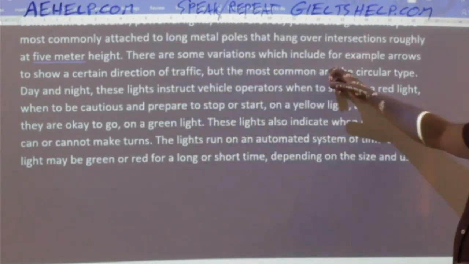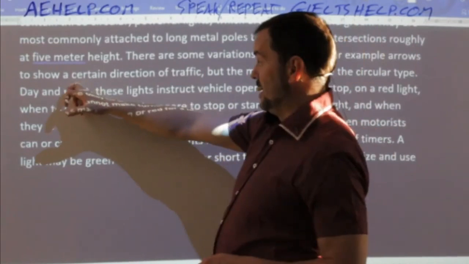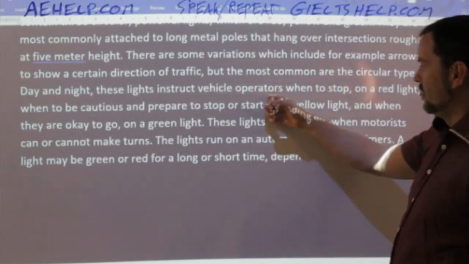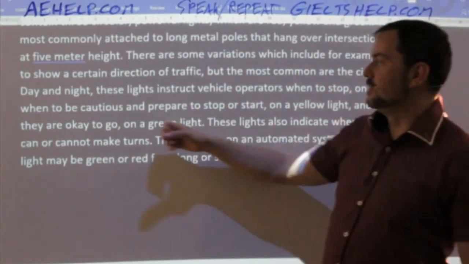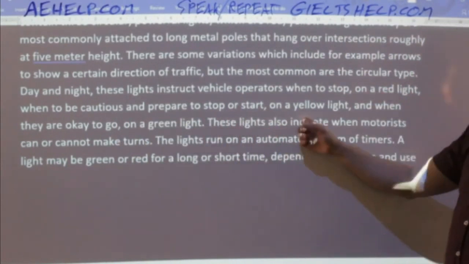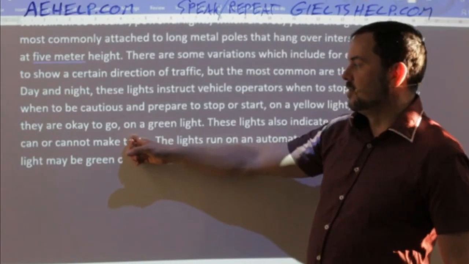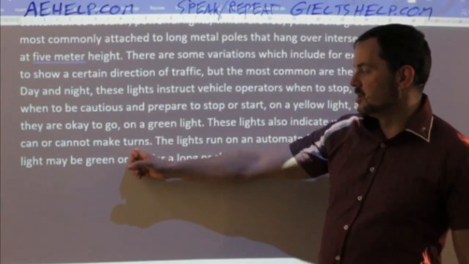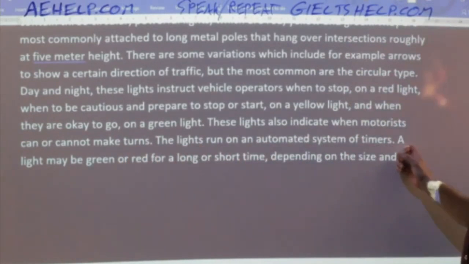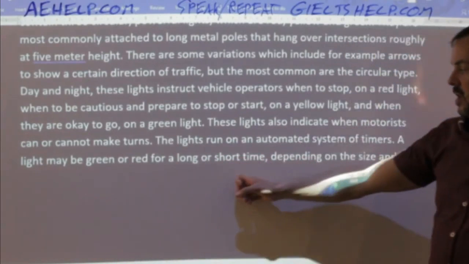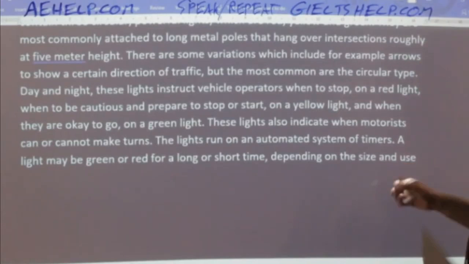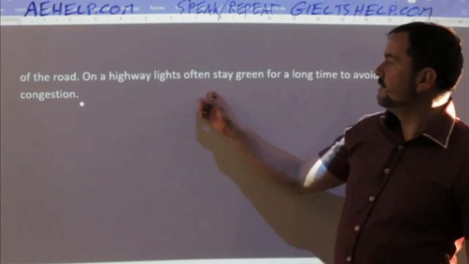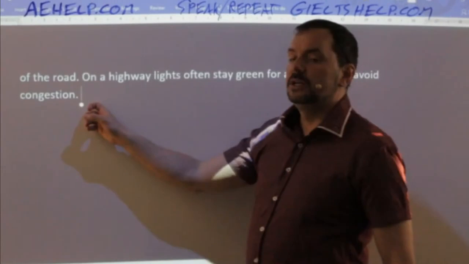There are some variations which include, for example, arrows to show a certain direction of traffic, but the most common are the circular type. Day and night, these lights instruct vehicle operators when to stop on a red light, when to be cautious and prepare to stop or start on a yellow light, and when they are okay to go on a green light. These lights also indicate when motorists can or cannot make turns. The lights run on an automated system of timers. A light may be green or red for a long or short time, depending on the size and use of the road. On a highway, lights often stay green for a long time to avoid congestion.